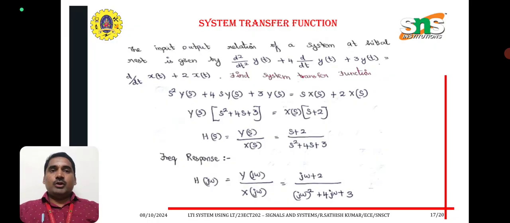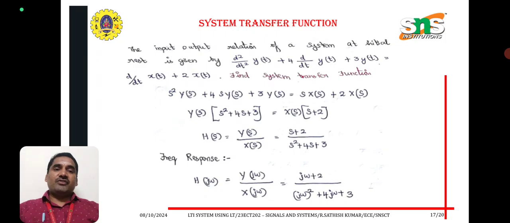Next one: the input-output relation of a system at initial rest is given by d²/dt² y(t) + 4 d/dt y(t) + 3 y(t) = d/dt x(t) + 2 x(t). Find the system transfer function. Applying the Laplace transform to the above equation, s² Y(s) + 4s Y(s) + 3 Y(s) = s X(s) + 2 X(s).